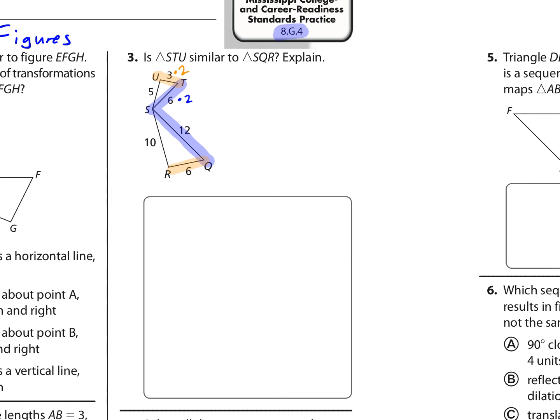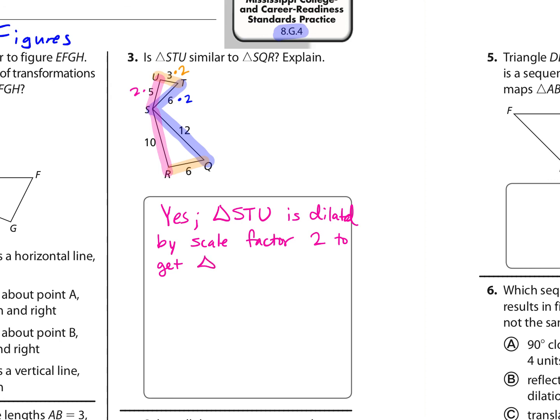Then we have SU to SR. It goes from 5 to 10. Once again, it's multiplying by 2. So yes, it's similar. An explanation: triangle STU is dilated by scale factor 2 to get triangle SQR.